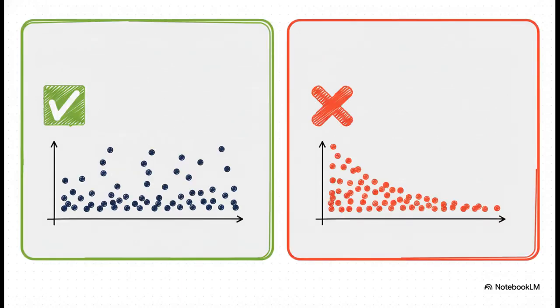The second symptom we're checking for is the spread of those leftovers. In a healthy model, the errors should be pretty consistently scattered around. There's a fancy word for this, homoscedasticity. But if you see the points fanning out into a funnel or a cone shape, that's a problem. That's called heteroscedasticity, and it means your model is getting less and less accurate as you move along the x-axis. Its predictive power just isn't consistent.